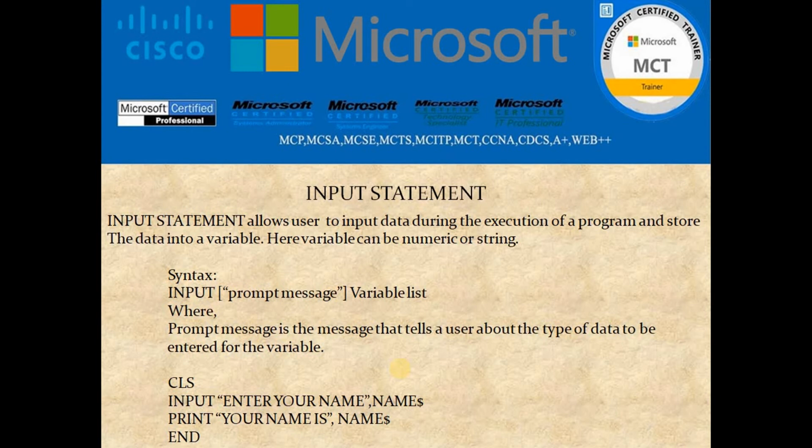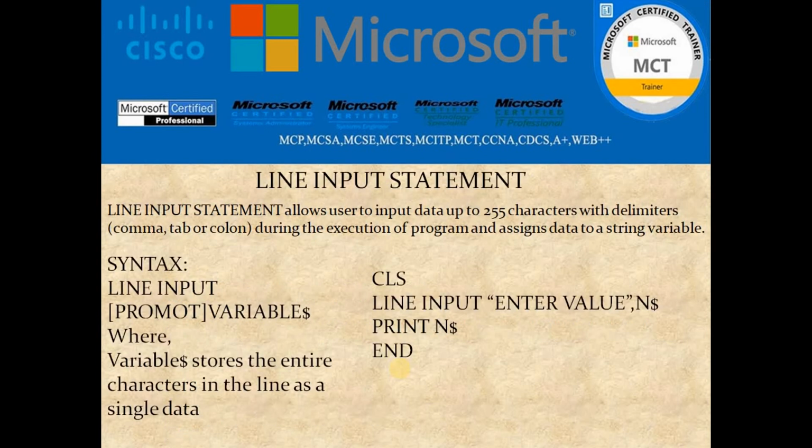Because we have used the print statement, and we have already discussed in this basic statement that the print statement is used to execute the value after it's been processed. Okay. Now the next statement is line input. Line input allows a user to enter data up to 255 characters, with delimiters, which might be comma, tab, colon, anything.